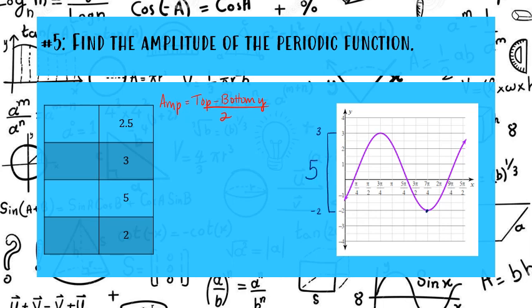And then I cut that in half. So 2.5 on top and 2.5 on bottom. And your amplitude, that means, would be 2.5.